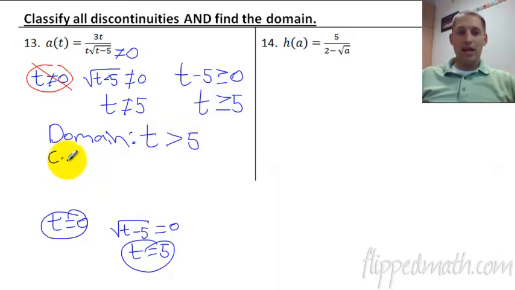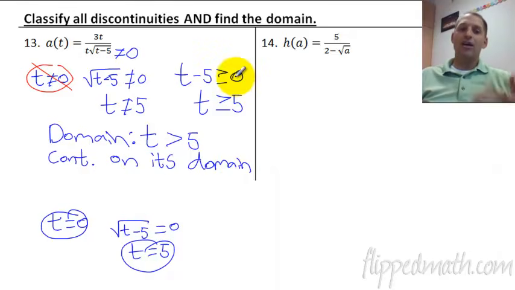So therefore you say it is continuous on its domain. Continuous on its domain. Okay, we find the domain first, and then using that, you can help identify whether or not you have holes or vertical asymptotes. It would only count if it was within the domain.